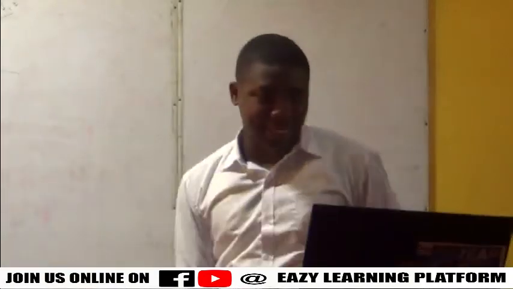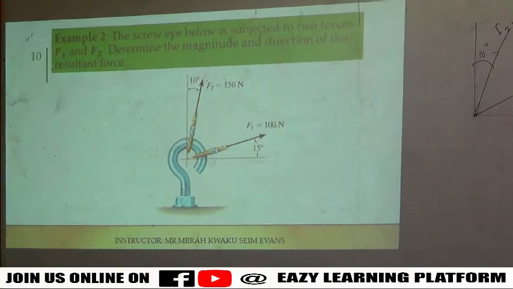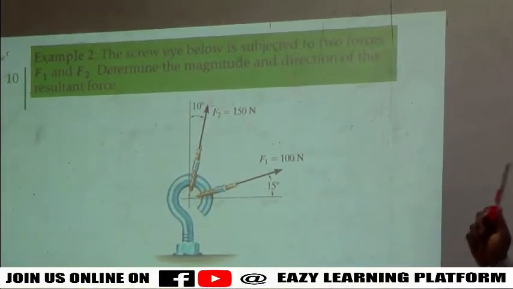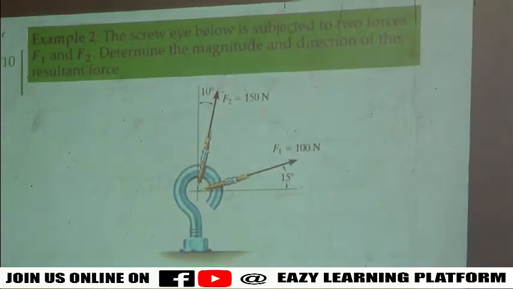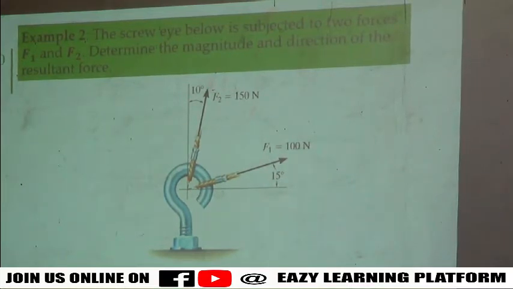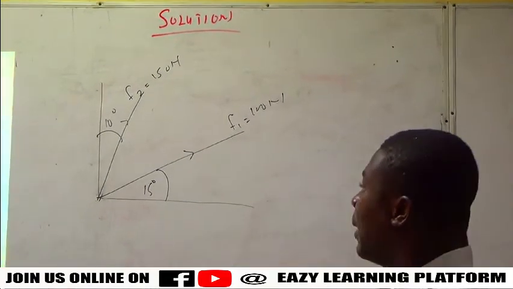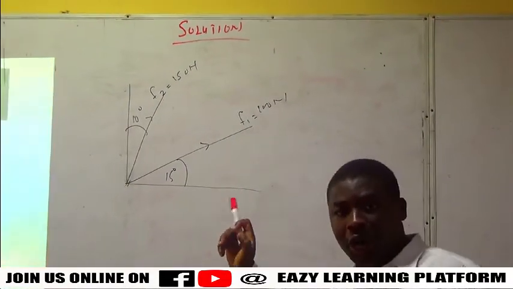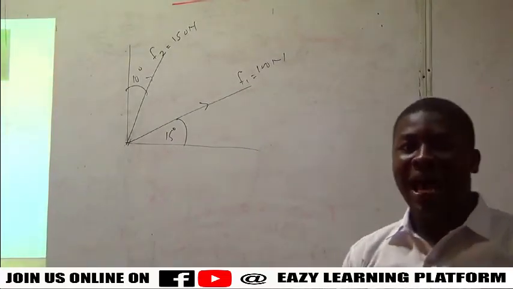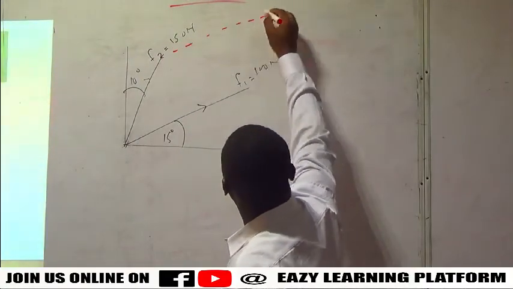Okay, so we solve the second example. The screw eye below is subjected to two forces F1 and F2. Determine the magnitude and direction of the resultant force. Now you realize that this is what? A concurrent coplanar force system. So as we did previously, using the parallelogram law, that's the same approach we're going to use, and using the cosine and the sine laws. Don't forget. So, solution, we have a sketch of our problem on the board. We have to complete the parallelogram. And one of the interesting things about a parallelogram is that both sides are equal and opposite angles are also the same. So we complete the parallelogram.